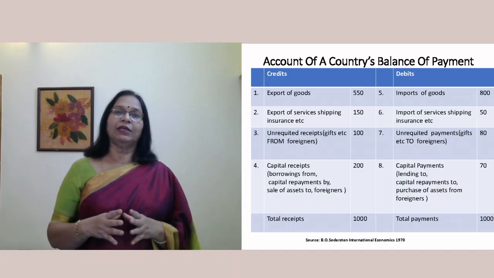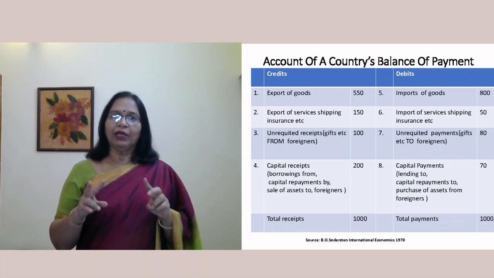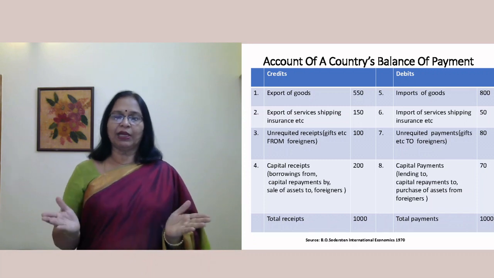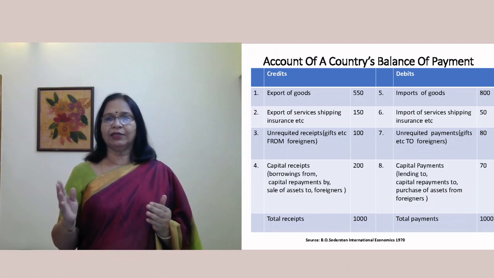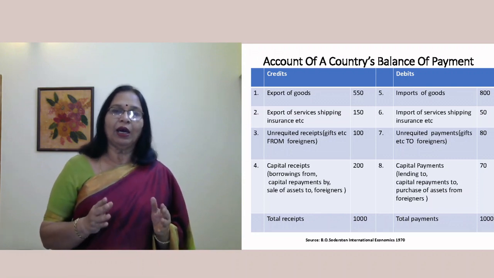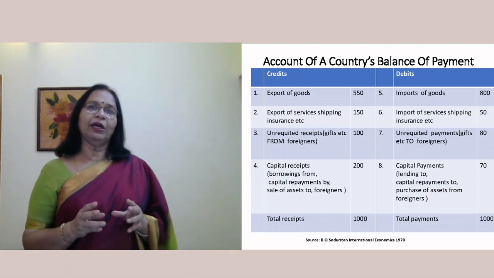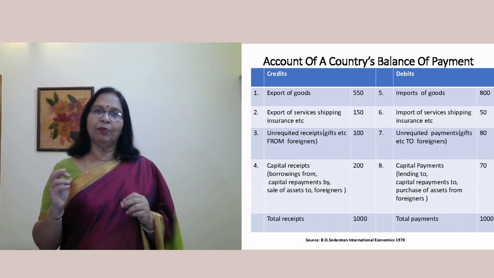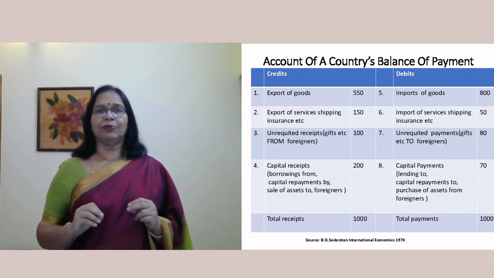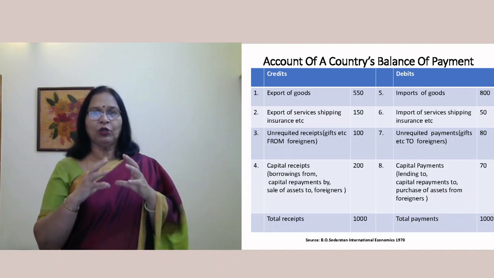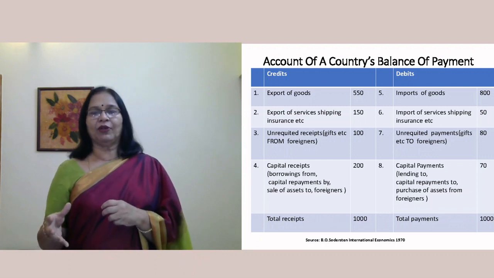Now let's look at the account of a country in terms of balance of payment. You can see there are two sides of this slide. One is the credit and the other is the debit. Now, when we are talking about the first item, that is export of goods, we mean the export of goods at the borders of the country, at the exit point of the country, which is visible items of trade. So when we are exporting goods, the goods can be counted and measured at the exit points of the country.